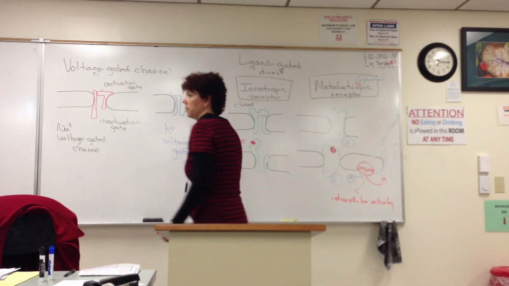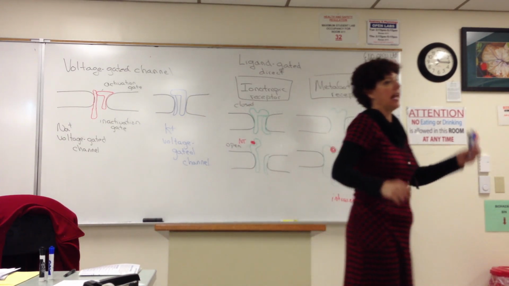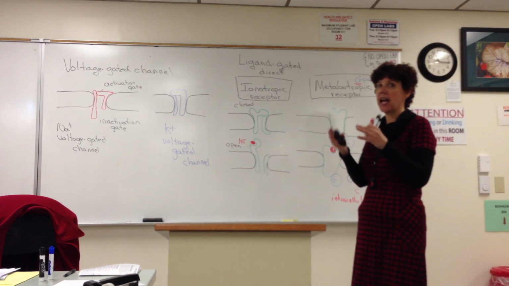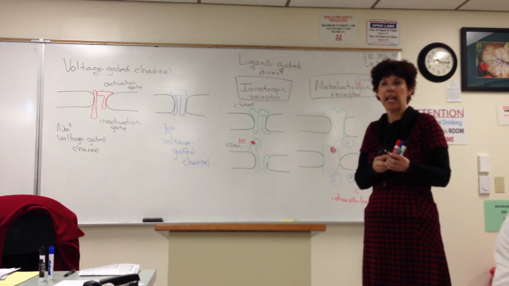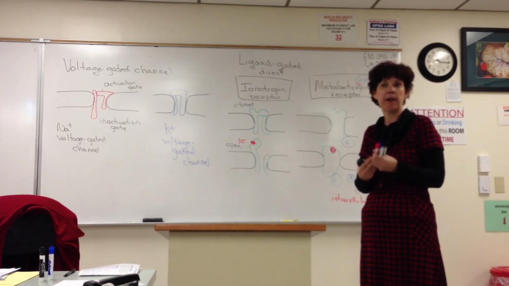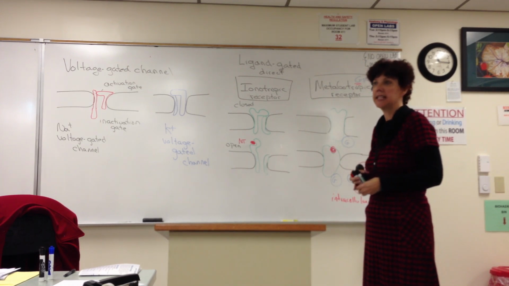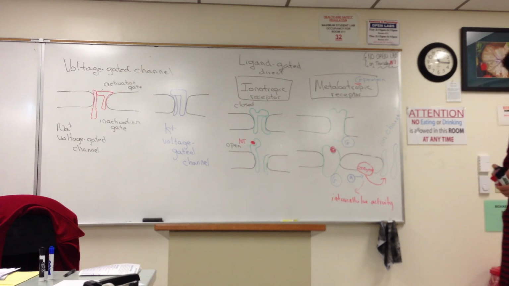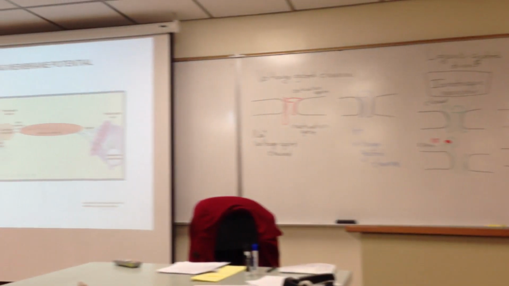Okay, so those are the channels. And we use those channels to create changes in the amount of positive and or negative ions on either side of the cell membrane. And that is what allows nerves and muscle cells to be able to respond, to be irritable to stimuli, and to conduct a current. Those are two characteristics shared by muscle and nerve cells: irritability and conductivity.